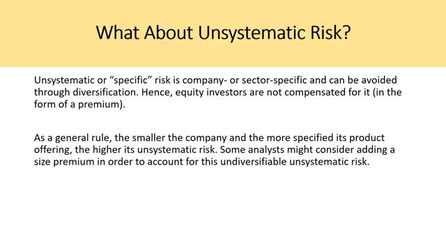Now, unsystematic or company-specific risk can be avoided through diversification. Hence, equity investors are not compensated for it, and therefore the beta value only accounts for systematic risk. As a general rule, the smaller the company, the more specified its product offering, the higher its unsystematic risk. And so we can account for that by adding an additional size premium to the CAPM formula. But we'll keep it at just a normal company, assuming that we can diversify the unsystematic risk. Some analysts might consider adding a size premium in order to account for this undiversifiable unsystematic risk.